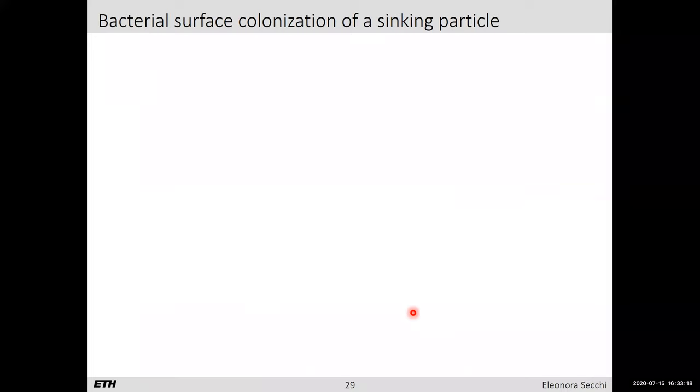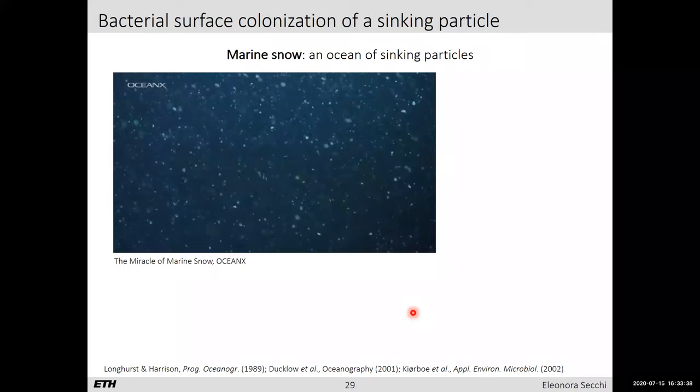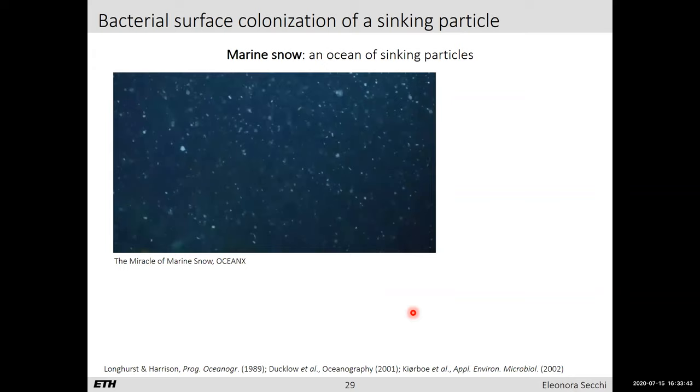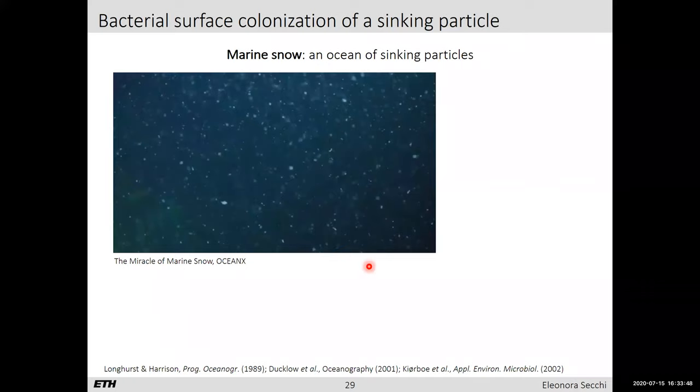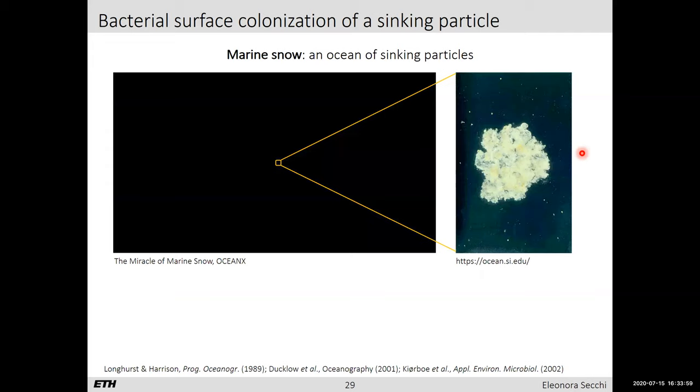And we did so by studying bacterial surface colonization of sinking particles. Sinking spheres are found in different settings like inkjet printing and cloud formation. And they are very often found in the ocean, where they are called marine snow. Marine snow particles are formed by organic detritus, and they are continuously sinking, as we can see in the movie. If we zoom in on one of these particles, we will see that they have an approximately spherical shape, and their dimension ranges from microns to tens of microns to millimeters.